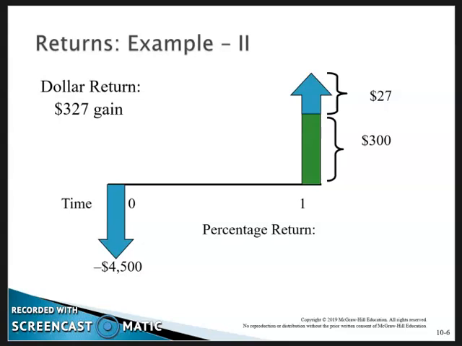So again, the dollar gain is $327. Our initial investment was $4,500. We had a $300 capital gain and a $27 dividend. So as a result, our percentage return was 7.3%.